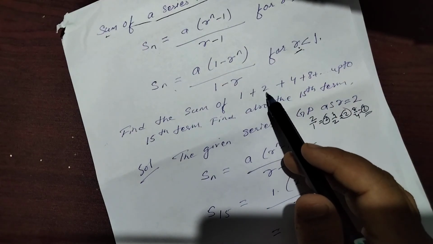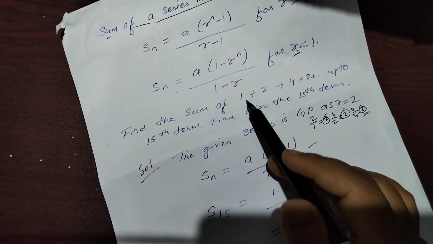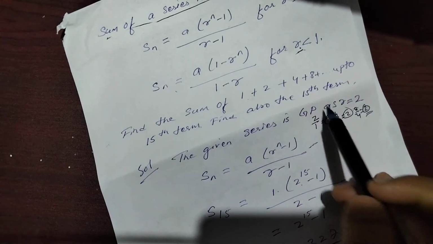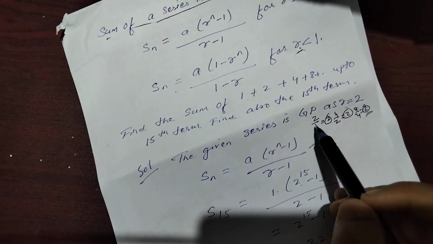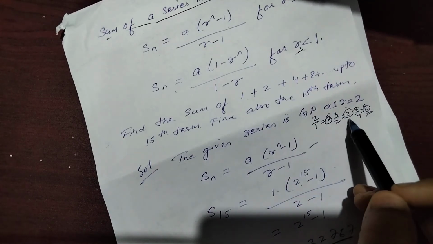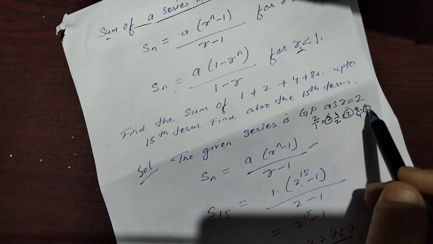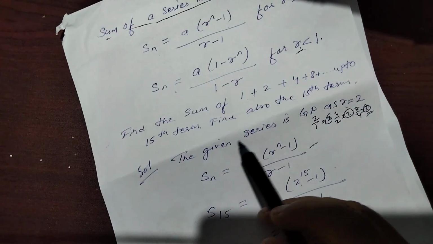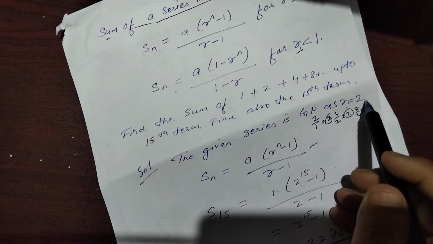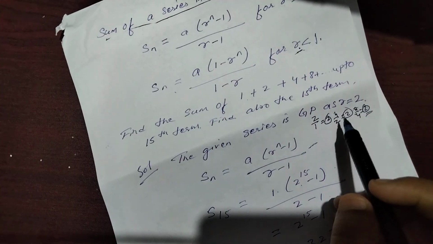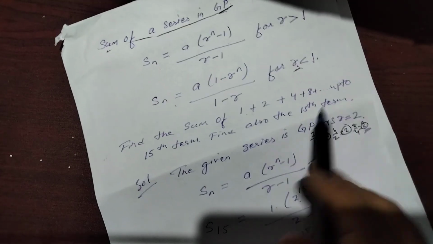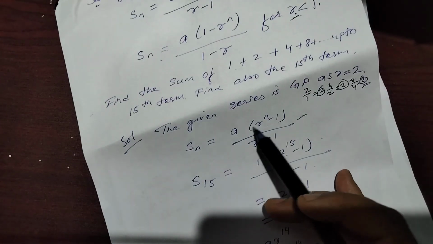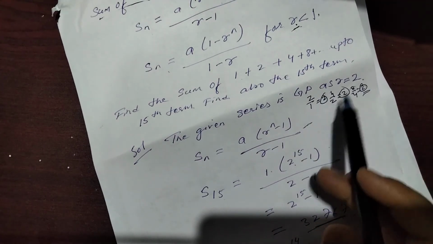Okay, you know that any term divided by the preceding term should be constant. If that is constant, then this particular series is in GP. So 2 divided by 1 is 2. 4 divided by 2 is 2. 8 divided by 4 is 2. So there is a common ratio, and this particular series is in GP, as r is equal to 2. Since r is greater than 1, you have to use the first formula.